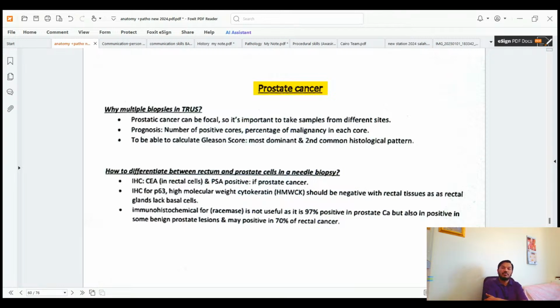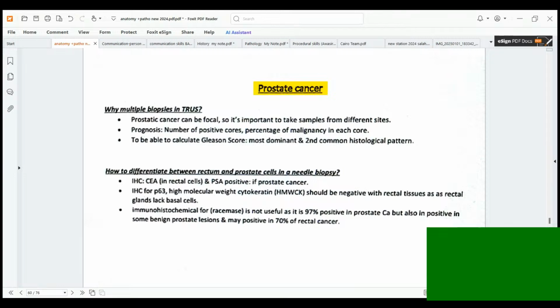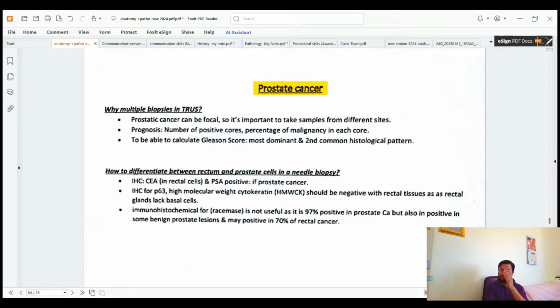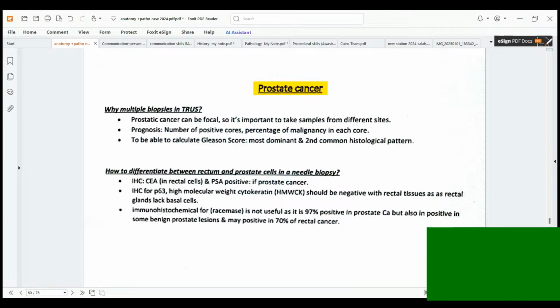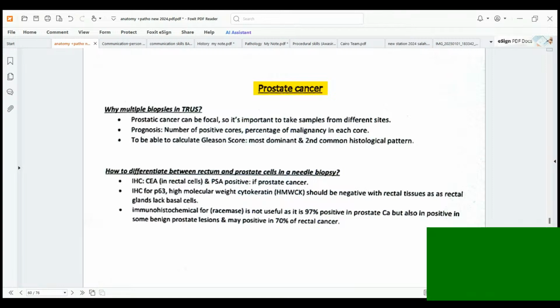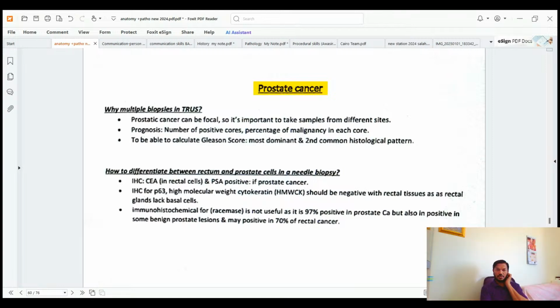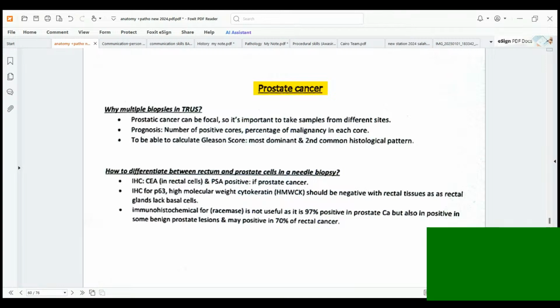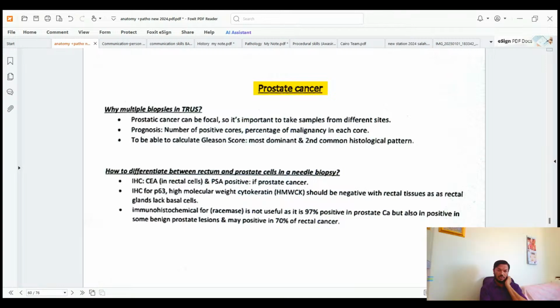Prostate cancer can be focal, so it is important to take samples from different sites. And prognosis: the number of positive cores and percentage of malignancy in each core, to be able to calculate Gleason's score, the most dominant and second most common histological pattern.